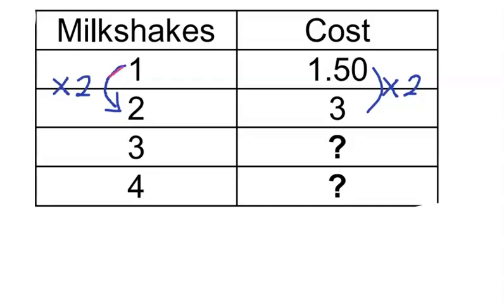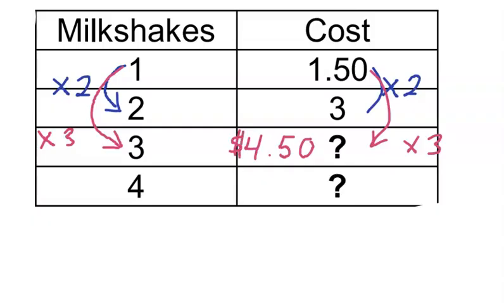All right, let's look at the next one. We have 1 to 3. What does it take to get from 1 to 3? Times 3. So what are you going to do on this side? Take $1.50 times 3. Okay, so $1.50 times 3 would be $1.50 plus $1.50, which would be $3, and then another $1.50, which would be $4.50 for that one.